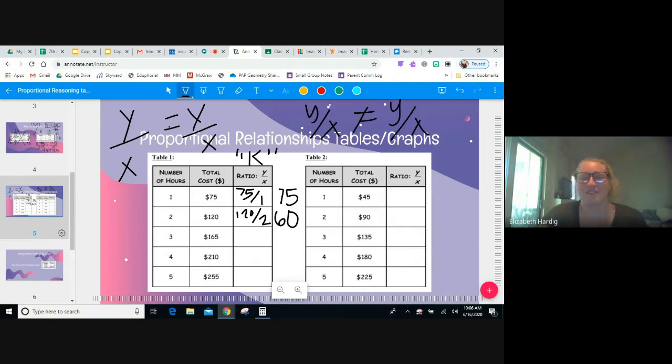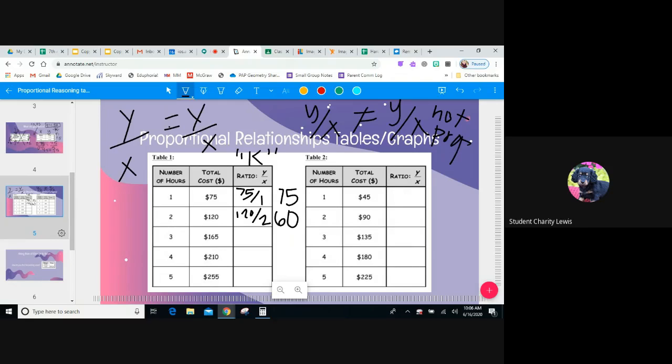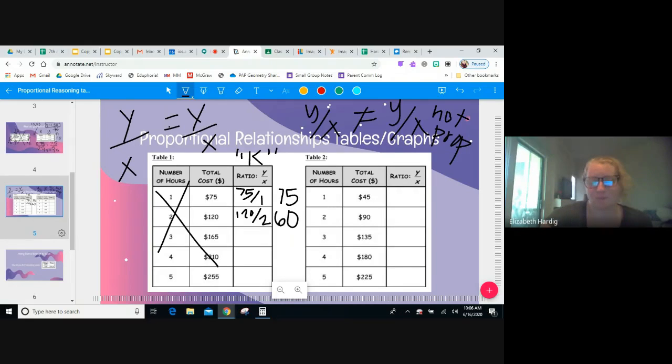If y over x does not equal another y over x, then it will be not proportional. So we know that this is not proportional.